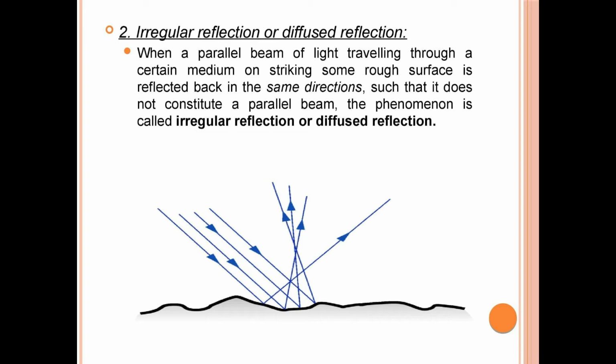As you can see on the rough surface, initially the incident rays were parallel, but on reflection the rays become irregular. That means their directions become different. Okay, it is called irregular reflection.